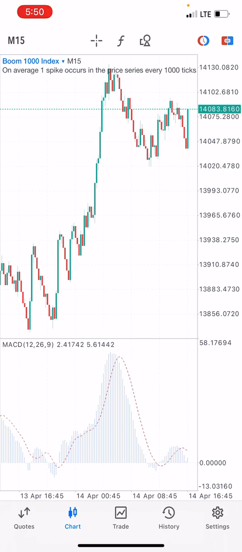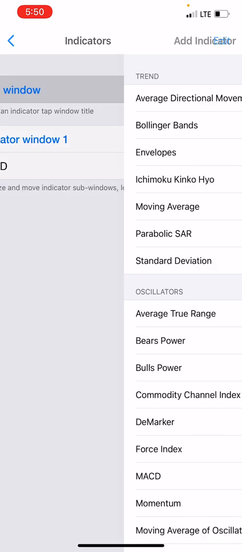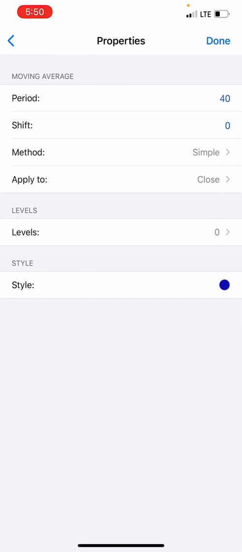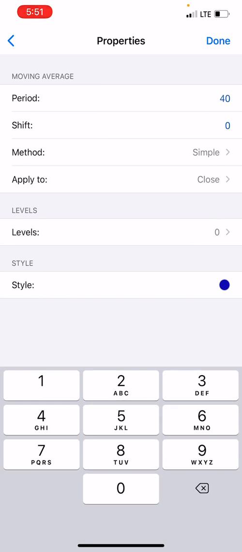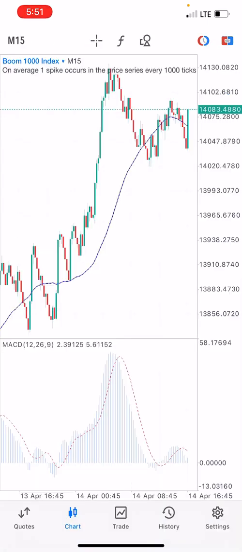Good. So the next indicator, you add a moving average at the main window. Click on the main window plus button and then go for moving average, period 40, shift 0, method simple, apply to close. The levels 0 and the star, use blue. Save and done. As simple as this, this is the strategy.